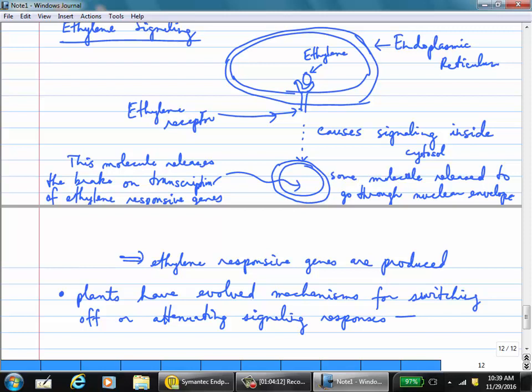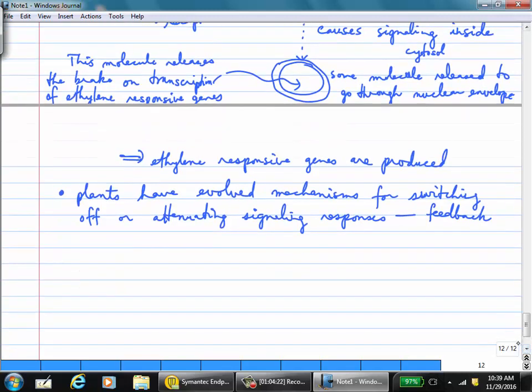So the mechanisms could be like feedback inhibition, then efflux, etc. Right?